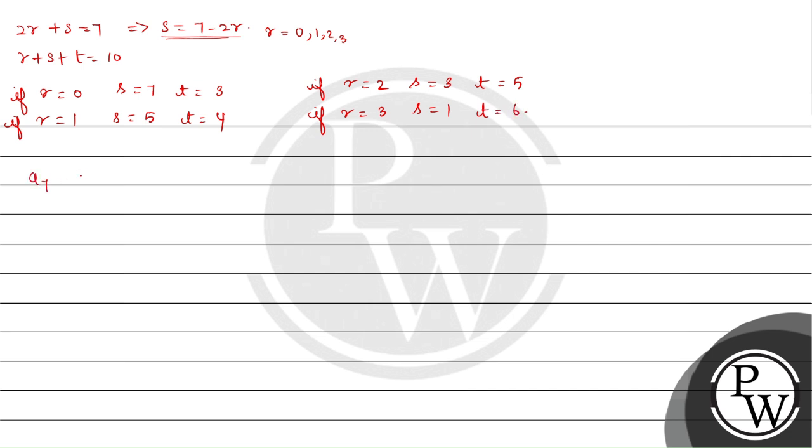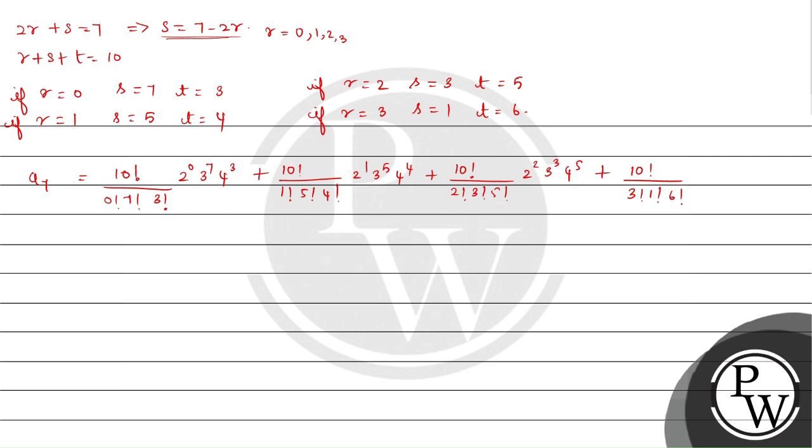So we will have a7 = 10 factorial divided by 0 factorial, 7 factorial, 3 factorial into 2^0, 3^7, 4^3, plus 10 factorial divided by 1 factorial, 5 factorial, 4 factorial into 2^1, 3^5, 4^4, plus 10 factorial divided by 2 factorial, 3 factorial, 5 factorial into 2^2, 3^3, 4^5, plus 10 factorial divided by 3 factorial, 1 factorial, 6 factorial into 2^3, 3^1 and 4^6.